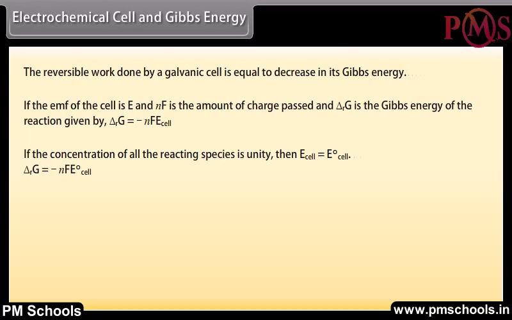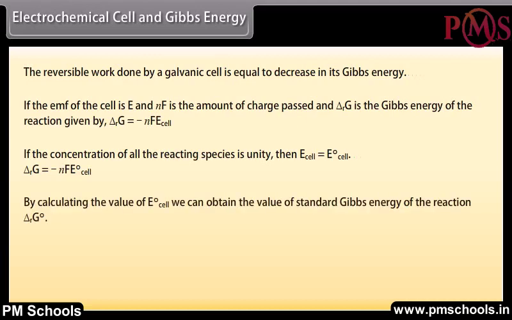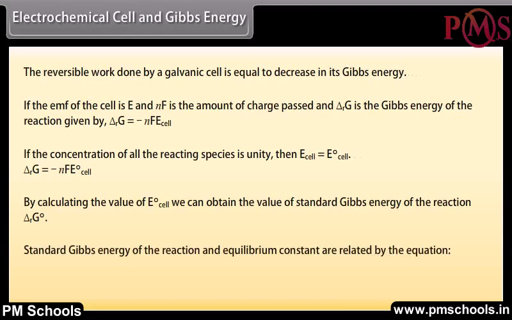ΔrG is equal to minus nF E0 cell. By calculating the value of E0 cell, we can obtain the value of the standard Gibbs energy of the reaction, ΔrG0. The standard Gibbs energy of the reaction and the equilibrium constant are related by the equation ΔrG0 is equal to minus RT natural log K.